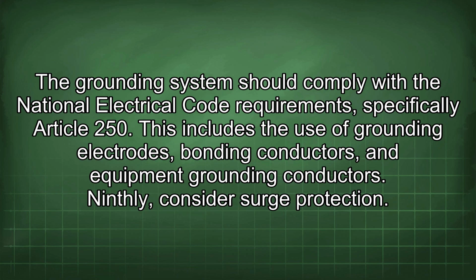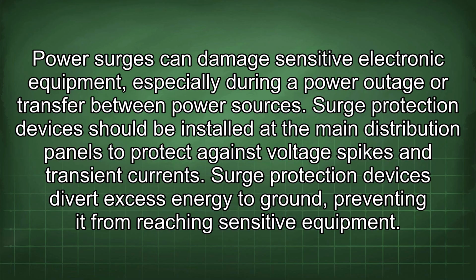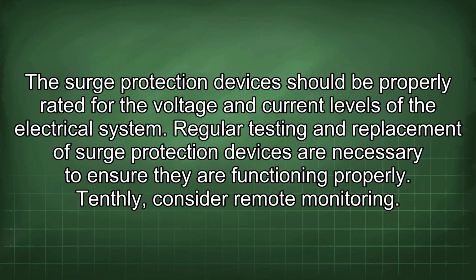Ninthly, consider surge protection. Power surges can damage sensitive electronic equipment, especially during a power outage or transfer between power sources. Surge protection devices should be installed at the main distribution panels to protect against voltage spikes and transient currents. Surge protection devices divert excess energy to ground, preventing it from reaching sensitive equipment. The surge protection devices should be properly rated for the voltage and current levels of the electrical system. Regular testing and replacement of surge protection devices are necessary to ensure they are functioning properly.